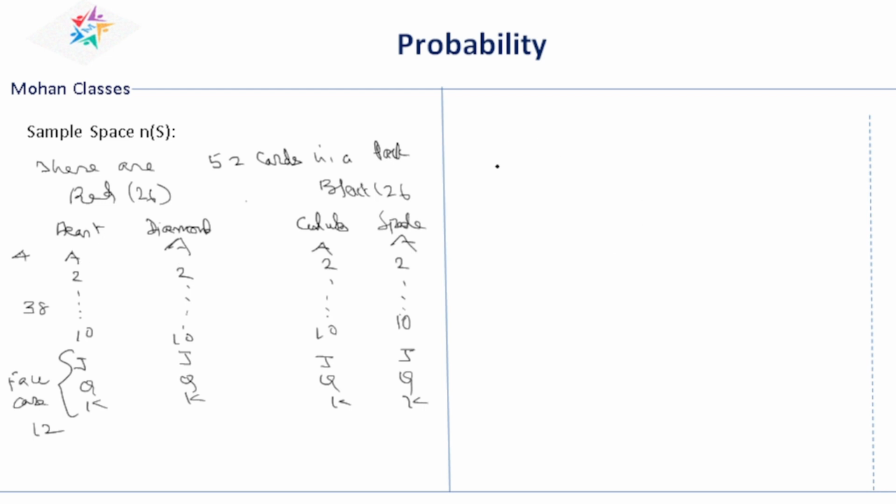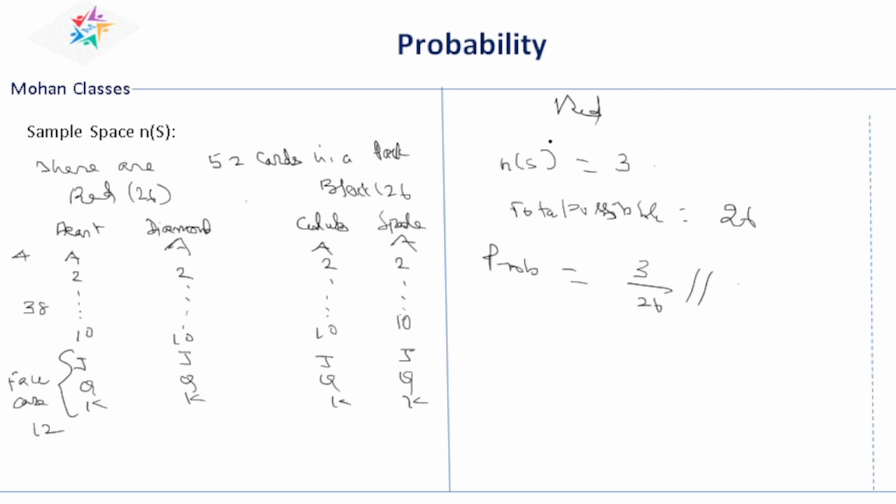Suppose you want to find the probability for red cards, out of 26 cards, 3 cards were taken randomly from the pack of red cards. So NS is 3. And what are the total possible outcomes? It is equal to 26, because it is red, right? Therefore the probability will come as 3 by 26. This is the probability for a red card.